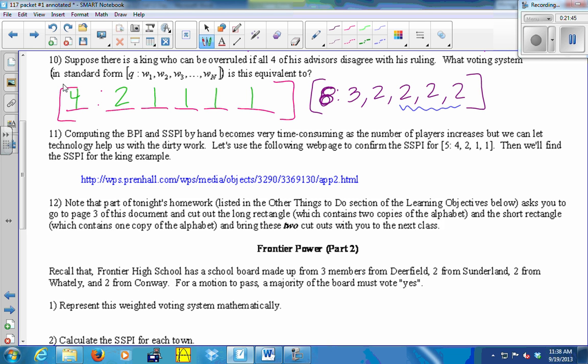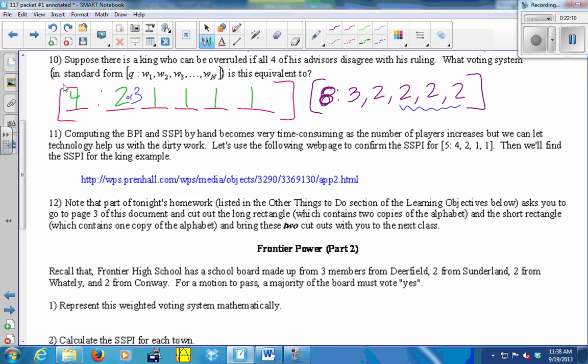The king is in every other winning coalition, in other words. Yeah, Calyx. Okay, so we could have 3 in that spot also. That's good. That gives the king a little more power because he only needs 1 advisor to agree with him to do anything. Good.